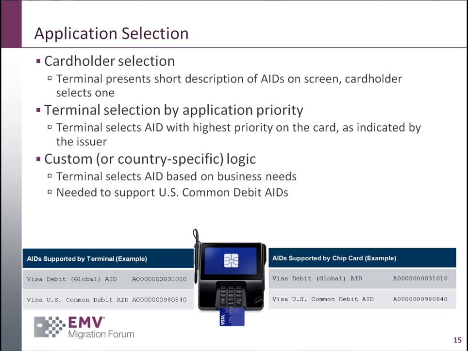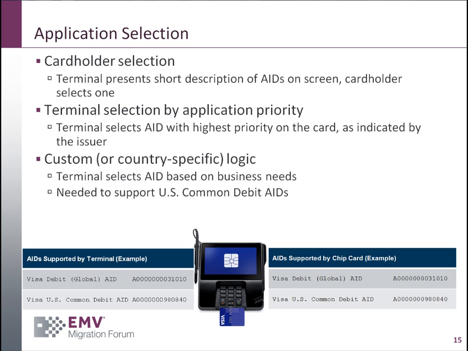Note that in the future, if chip cards have AIDs in addition to a standard global AID and a U.S. Common Debit AID, then either cardholder selection or terminal selection by application priority will be used. The terminal cannot override cardholder selection or selection by application priority except in the very specific situation of a debit chip card with a global AID and a U.S. Common Debit AID as the only pair of AIDs present on the chip card. The process described in the EMV Migration Forum's Debit EMV Technical Proposal is an implementation of the third option.